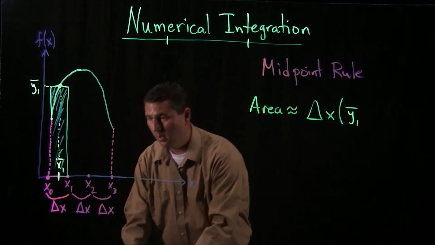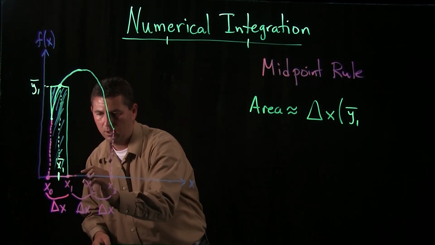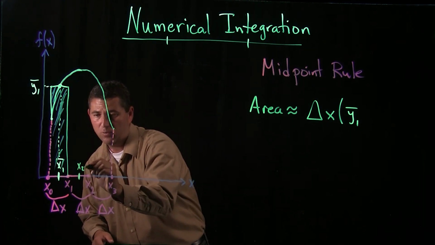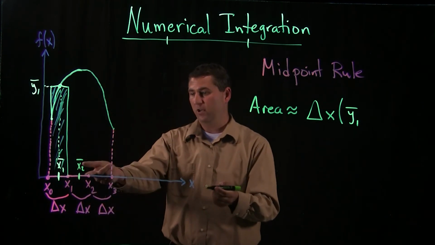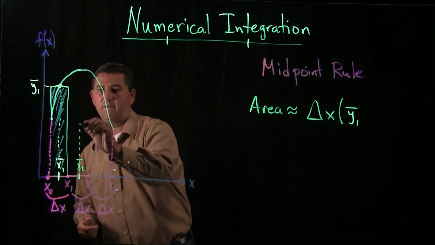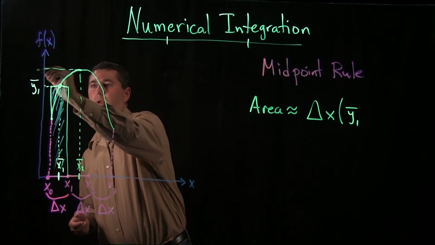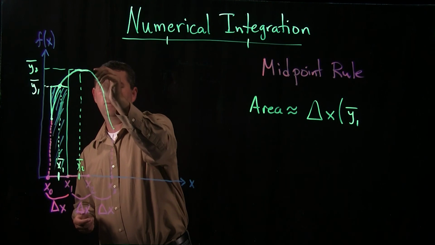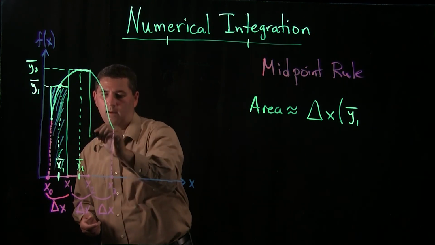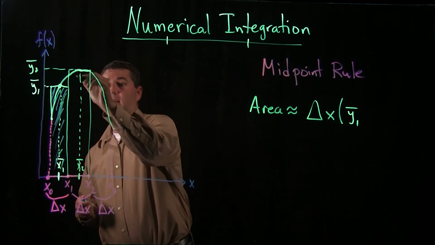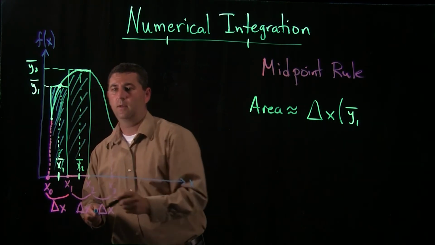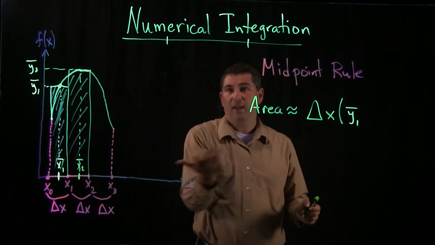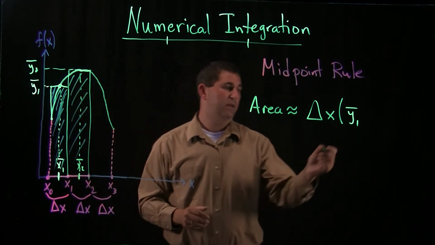Okay, now we move over. We go to x1 to x2. I take the midpoint, x2 bar, and I'm going to sample the function at x2 bar. What's the value at that point? Well, again, that's what we call y2 bar. And now I draw a rectangle with the appropriate height. Okay, so there's my second rectangle. Again, the base is delta x. That's no different. The height now, though, is y2 bar.